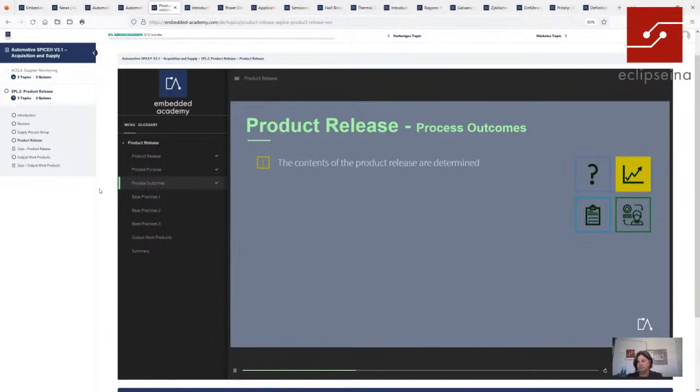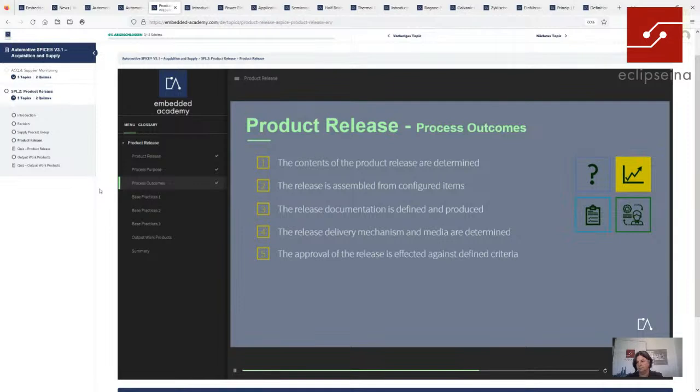First of all, the contents of the product release are determined. After that, the release is assembled from configured items. Also, the documentation of the release is defined and produced. In addition to that, the release delivery mechanism and media are determined. The approval of the release can only take place against defined criteria. The product release is provided to the intended customer. And last but not least, the confirmation of the release is obtained. In the next step, we will take a look at how these project results can be achieved.